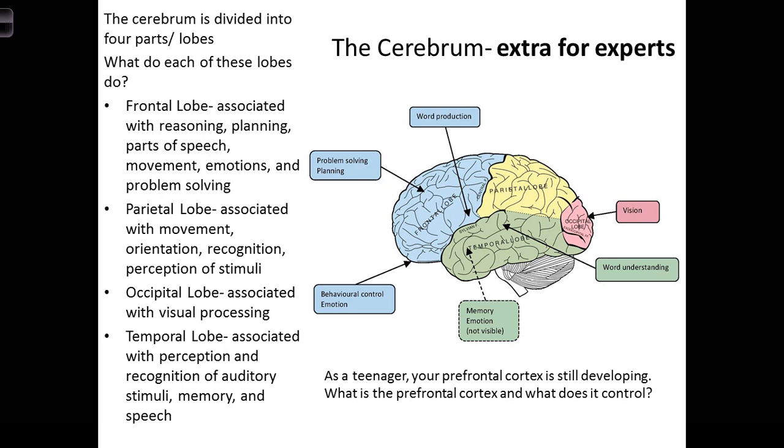So the parietal lobe, the yellow part at the back here, is associated with movement, orientation, recognition and perception of stimuli and things like that. The occipital lobe is the bit at the back, and that's associated with visual processing. And the temporal lobe, just behind your temple, is associated with perception and recognition of auditory stimuli, memory and speech. So there's definitely a few parts here that are really involved in speech.